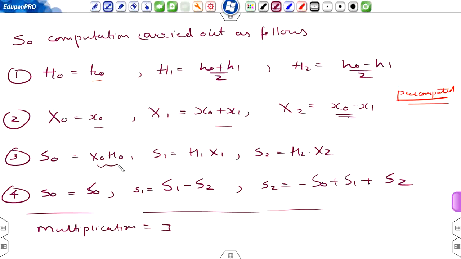Okay, so at this point you can see that the number of multiplications is 3. These are the multiplications that need to be performed, and then the total number of additions. Okay, so these are constants, these are pre-computed, so we will not consider this in the addition operations. Okay, so this is first addition, this is a1, this is a2, this is a3, this is a4, and this is a5. Total 5 additions.